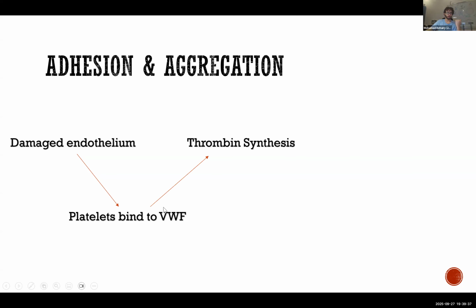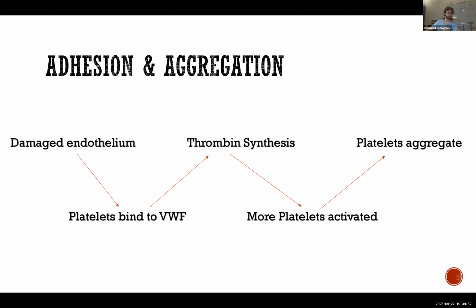Okay? Afterwards, we will have synthesis of thrombin. What is thrombin? It's a hormone that activates platelets. The first few platelets will make thrombin. With this thrombin, we will get even more platelets, so even more platelets. Well, this is what we call aggregation.